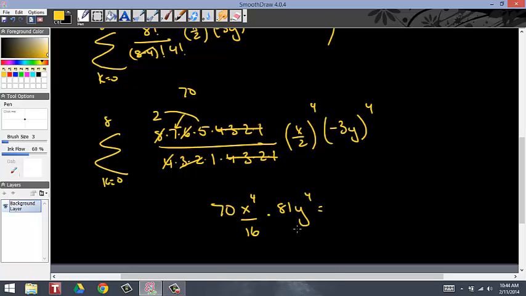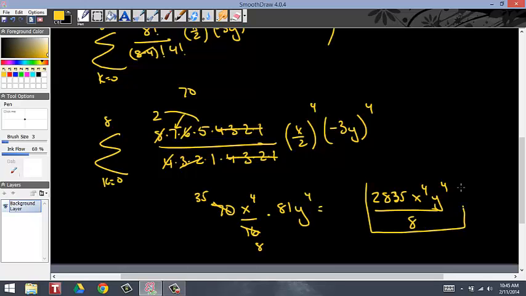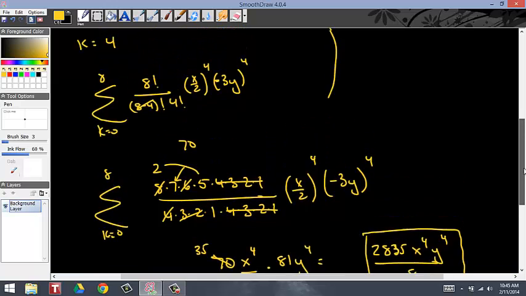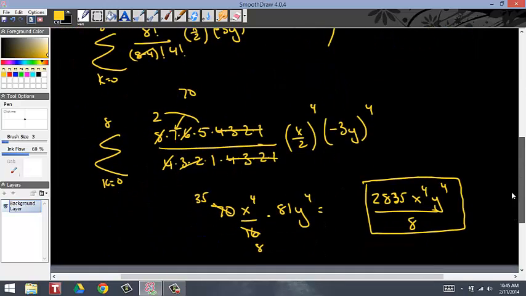All I need is 70 times 81. Or actually, we can reduce that. If I divide those by 2, I get a 35 and I get an 8. So I need 35 times 81. 2835. 81 times 35. 2835. So 2835 x to the 4th y to the 4th, all over 8. So that is your fifth term of that.